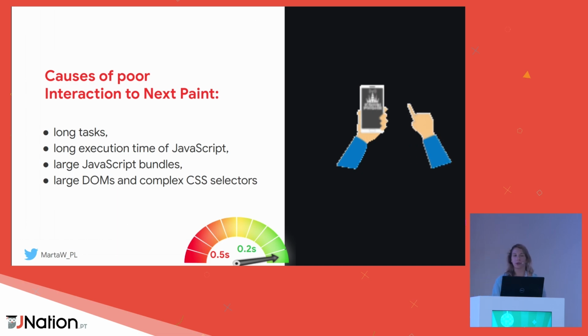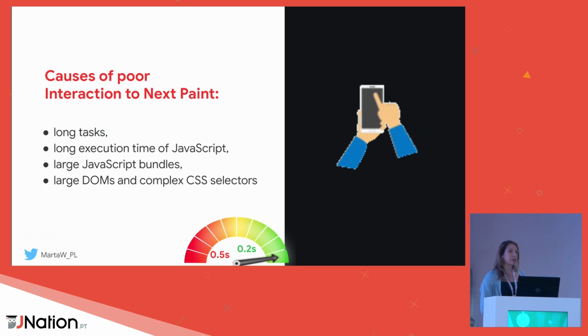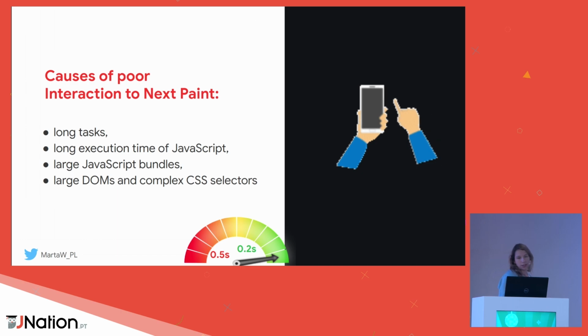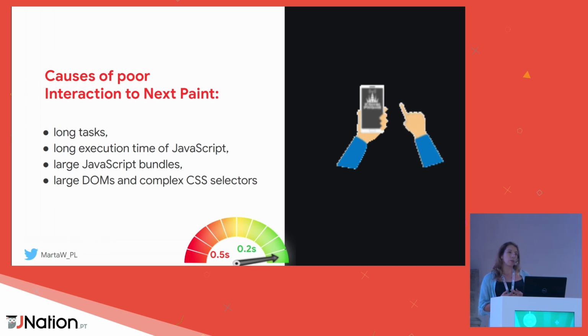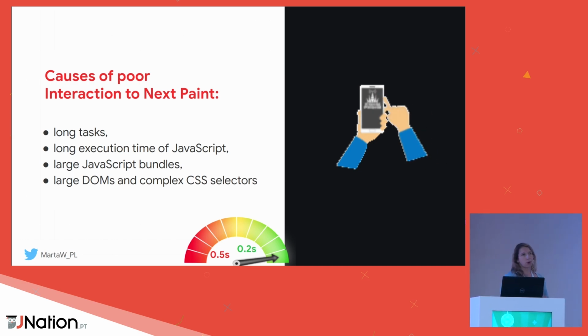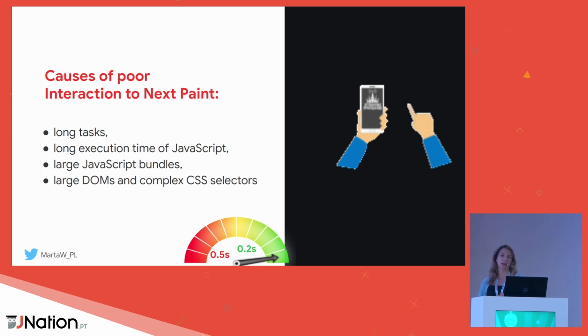And now let's talk about interactivity. So the main causes of poor interaction to next paint are long tasks. So just try to break down the long tasks into smaller, asynchronous tasks. Long execution time of JavaScript. So the problem with this point is that this execution process of JavaScript can block the main thread, which means that it also can delay other processes like rendering, like event handling, and so on. So try to identify, let's say, these issues, and then try to defer non-critical JavaScript.